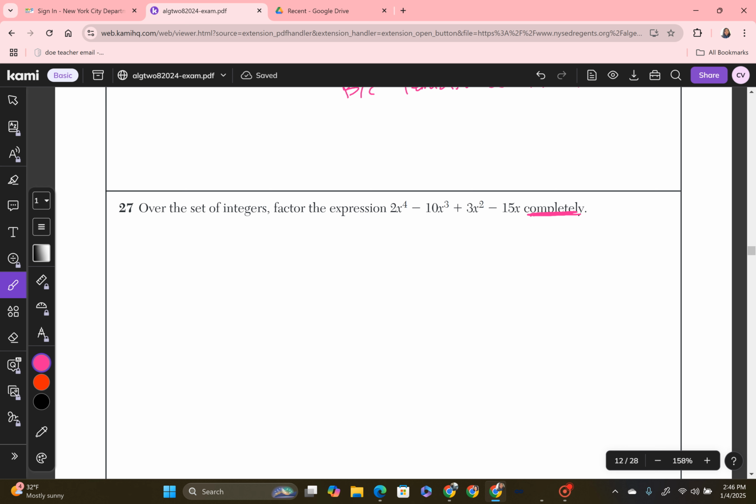Keyword here is completely. That means that you're going to have to do more than just stop at the first step. In all of these, you can see that there is an x. So I'm going to take that x and pull it out, or factor it out. So 2x to the fourth divided by x is 2x to the third. I take 1x out, minus 10x squared, because again, I take 1x out from here, plus 3x minus 15.